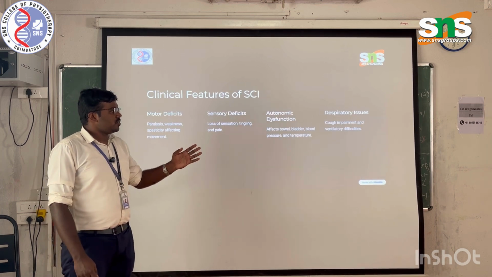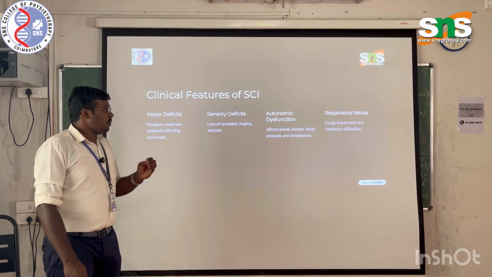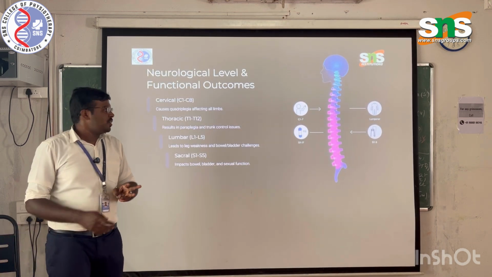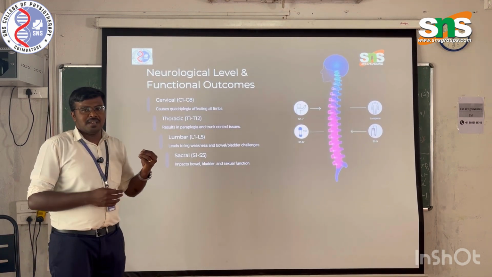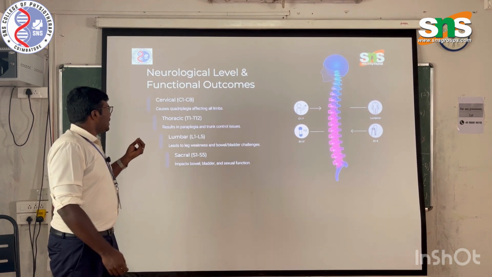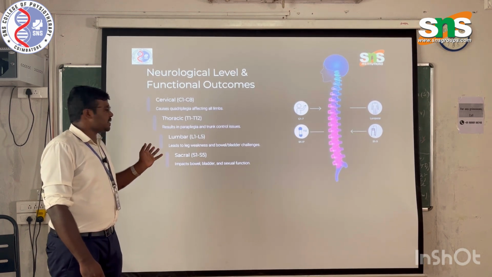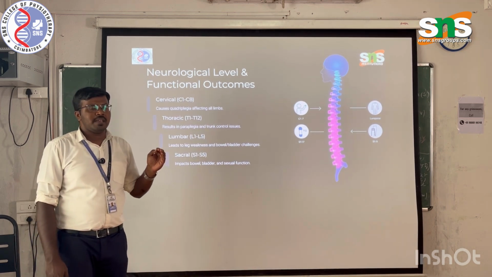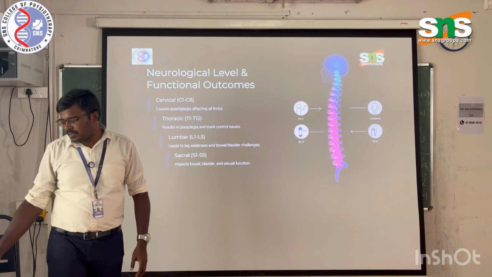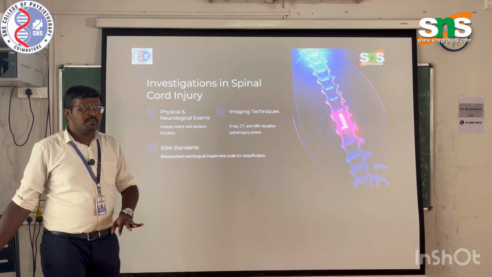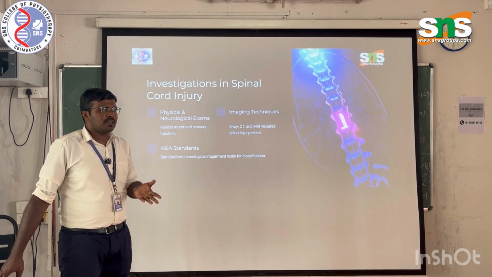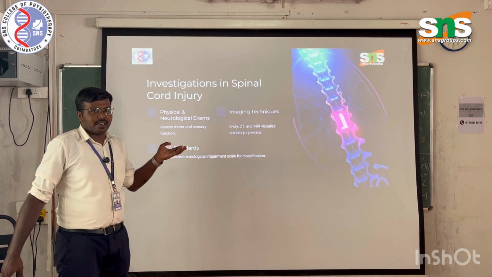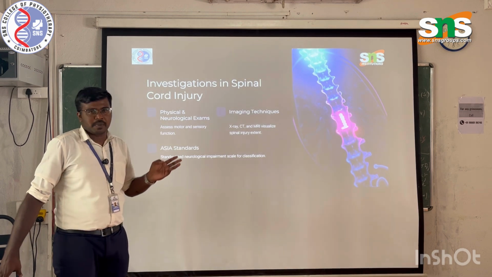In respiratory issues, we have cough impairment and breathing difficulty. By neurological level, a cervical level injury causes quadriplegia, a thoracic level causes paraplegia, and a lumbar level mainly causes lower limb weakness, with bowel and bladder involvement also. Investigation is mainly by physical examination, motor and sensory assessment, and imaging techniques: X-ray, CT and MRI, to see the spinal cord injuries.